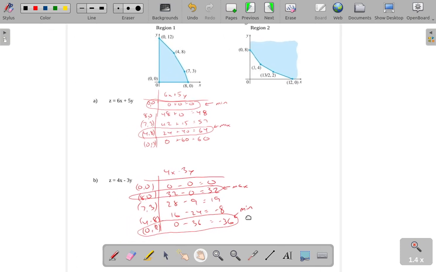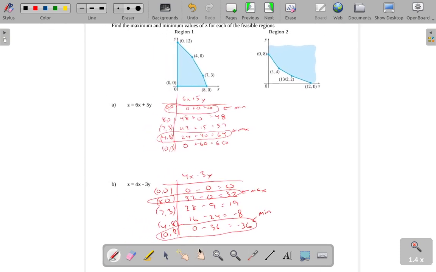Now, what's going on here? The reason this works is if you think about this value of z, then you can draw essentially lines of the same values of z. If you said 6x plus 5y equals 0, it would look something like this. Oops, except it should go through the origin.